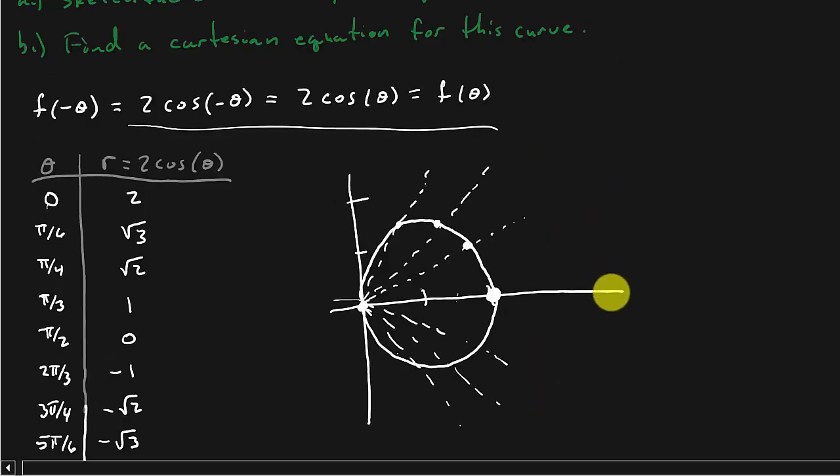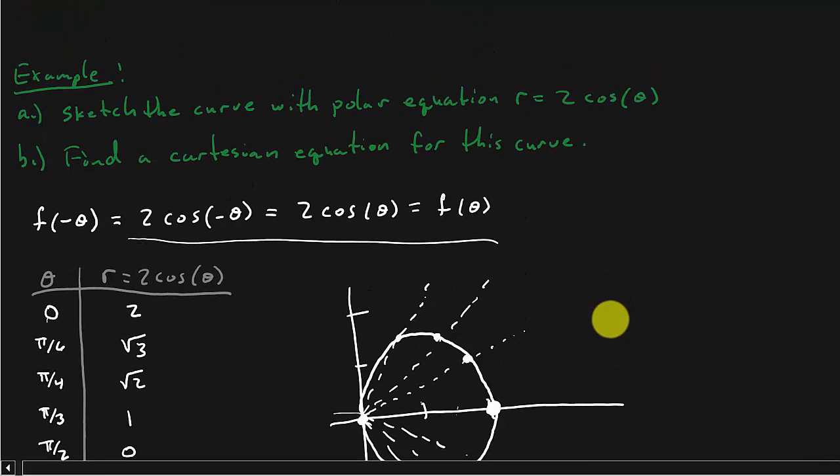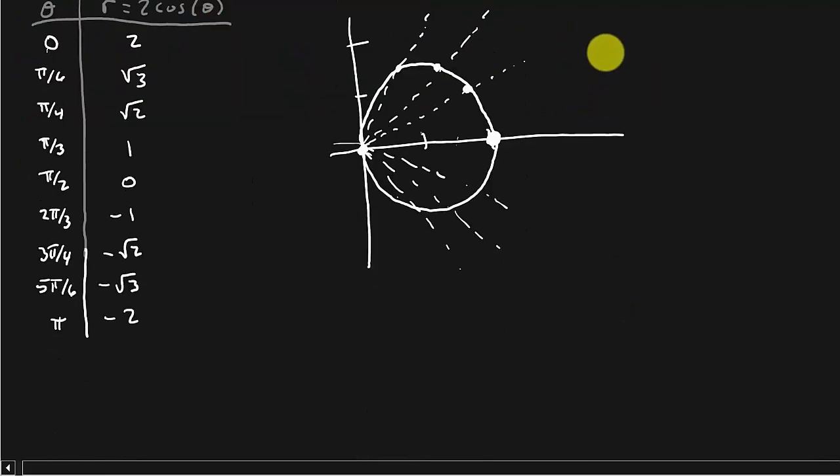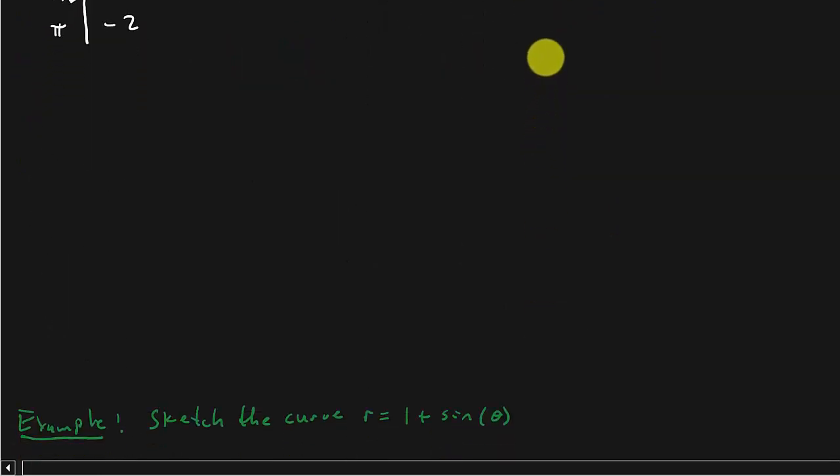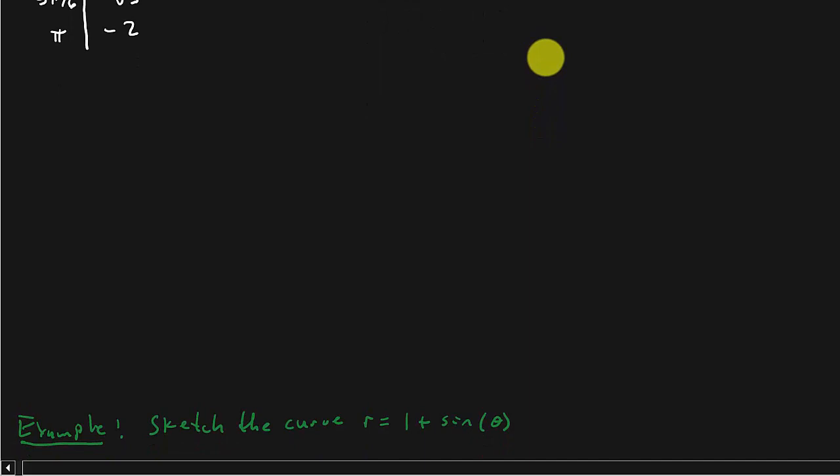Now, what was the other thing it wanted us to do? It says find a Cartesian equation for this curve. Okay, that ought to be fun. Let's try this out and see what we get.